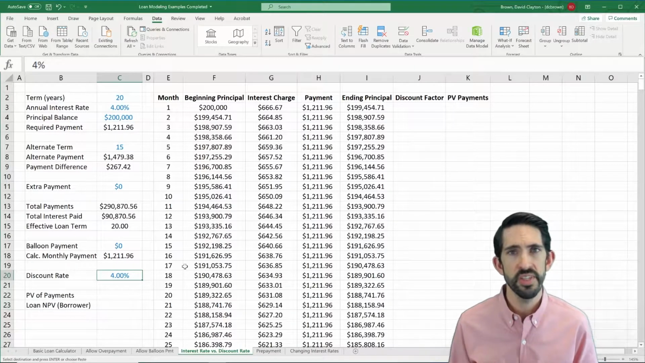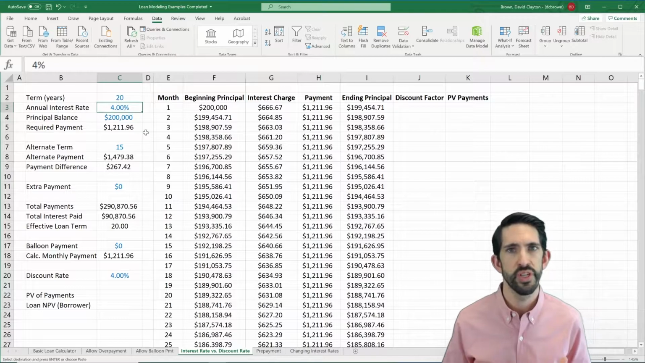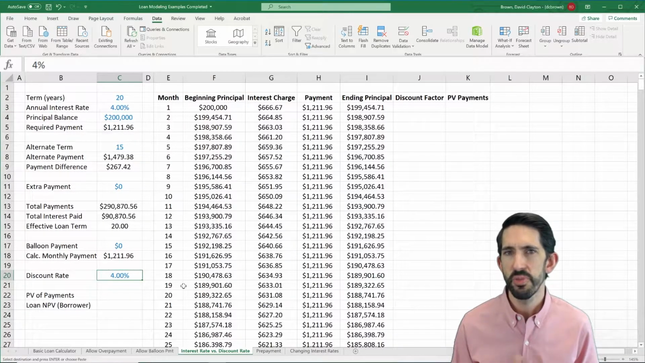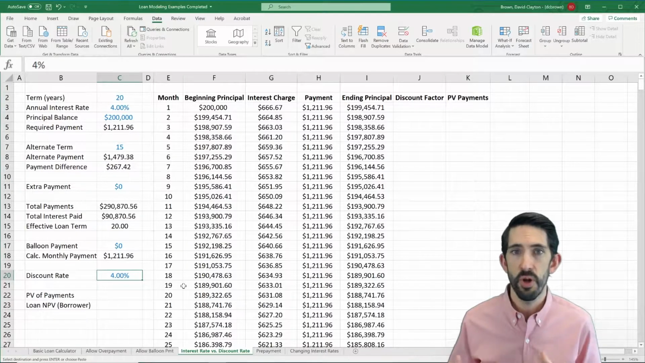All right, so to build this idea in, we're going to need a new parameter here, and that's the discount rate. Right, we have an interest rate up here at the top, right? Our annual interest rate is what we're being charged by the bank. Our discount rate, now that's a little bit different concept. Here, the discount rate we want to think about is kind of the fair market rate for borrowing money.